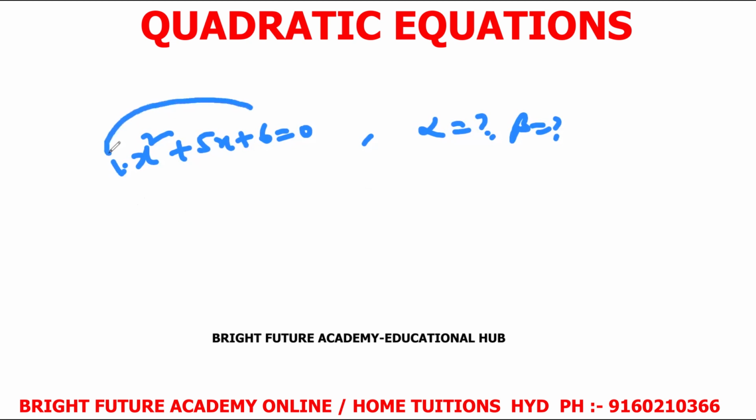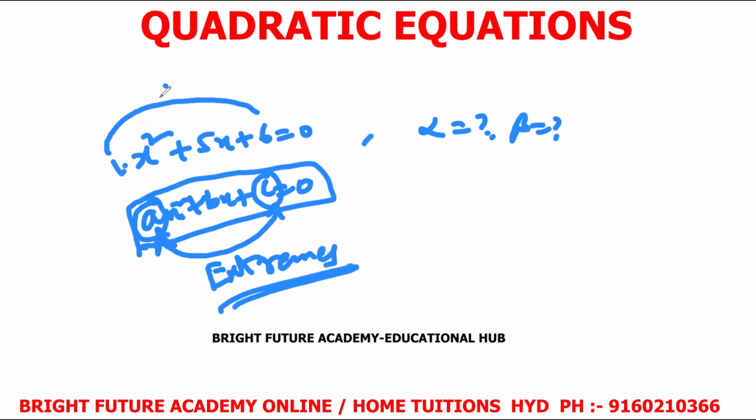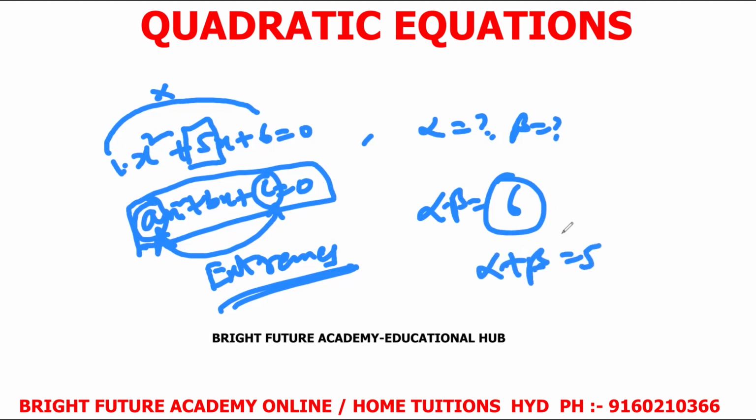Whatever equation is provided, it is in the form ax² + bx + c = 0. So here the x² coefficient is a and the constant is c. These two should be multiplied. The first and last terms are called what? Extremes. So we need to multiply these extremes. While multiplying, how much value do you get? 6. Now, what does the rest of the part indicate? The sum of the roots. So the product of the roots gives 6 and the sum of the roots gives 5.